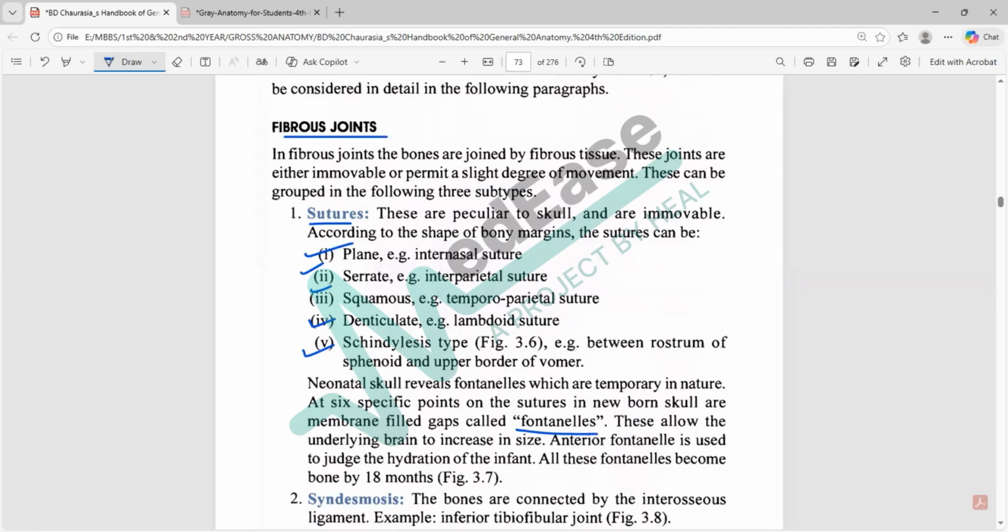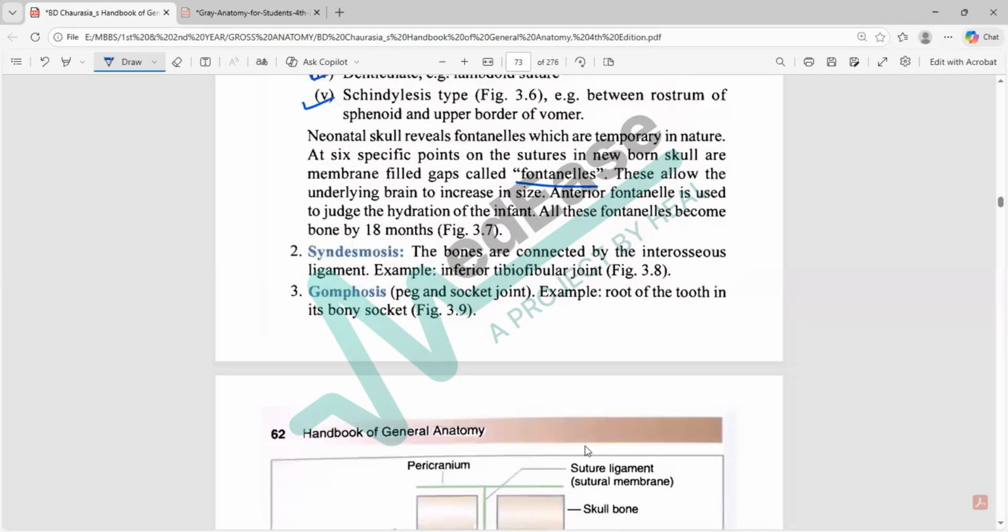Next, we have the syndesmosis. The syndesmosis involves bones which are united with interosseous ligaments, like the inferior tibiofibular joint mainly. Then we have the gomphosis. The gomphosis is the peg and socket joint, used only for the root of the teeth, with the specific socket, mainly its bony socket.